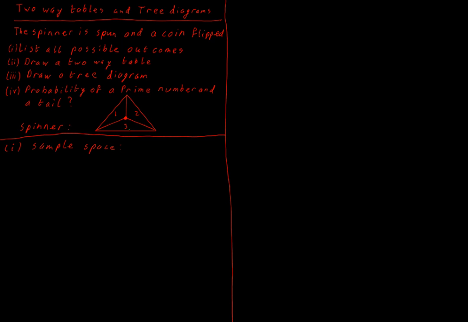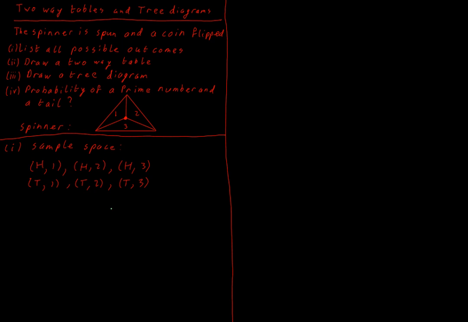So let's do out our sample space. What are the different things that can happen? Well, I could get a head on my coin. So what are the different situations? If I definitely get a head on my coin, what are the different situations I could get on the spinner? Well, I could get a head on the coin and a 1 on the spinner, or a head and a 2 on the spinner, or a head and a 3 on the spinner, or I could get a tail and a 1 on the spinner, a tail and a 2 on the spinner, and a tail and a 3 on the spinner. And that covers all of my possible outcomes.